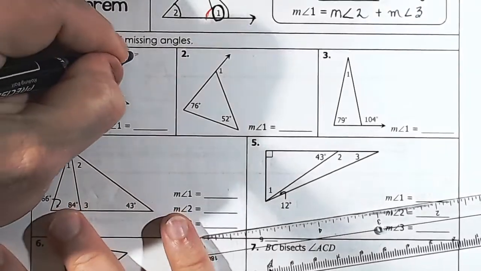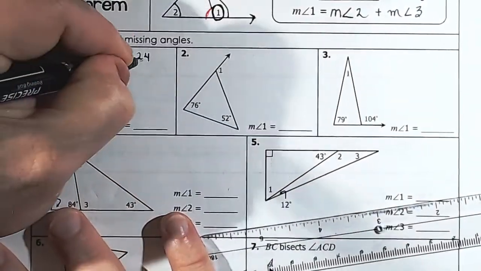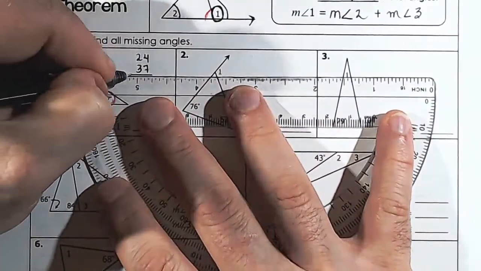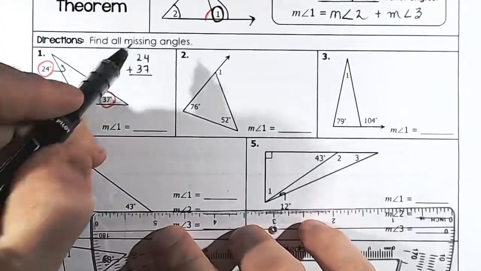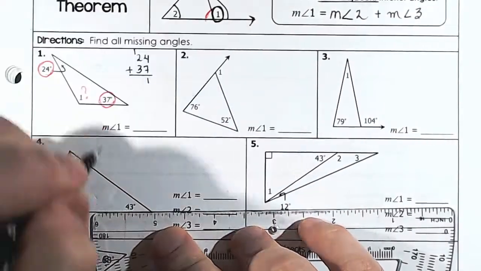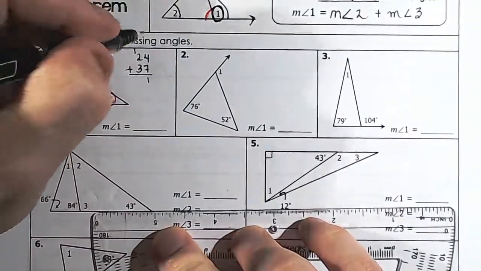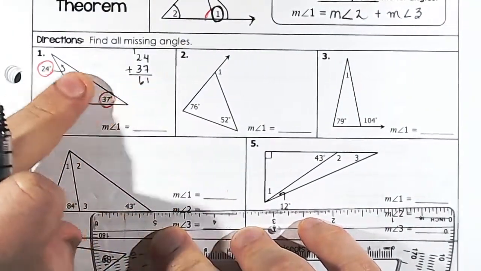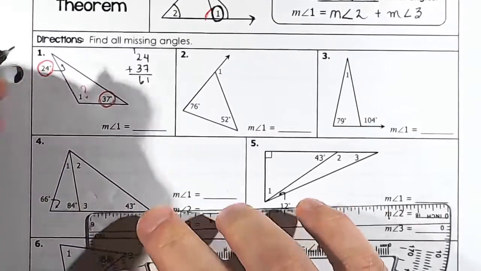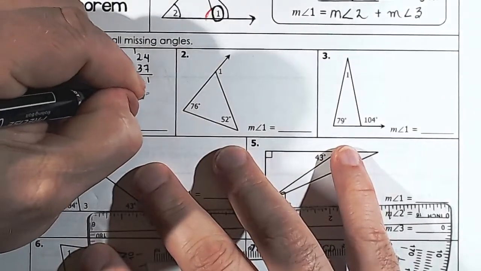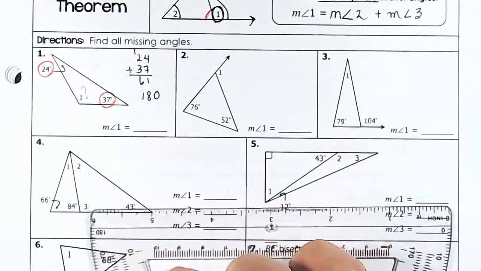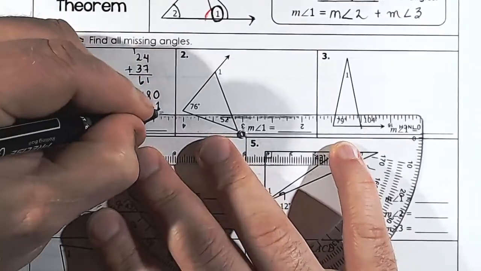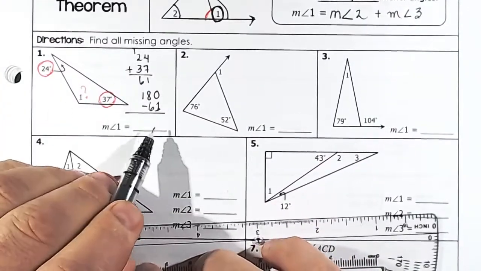So let's see what 24 plus 37 is. I'm bad at math, I can't do it in my head, so let's add these up. 4 plus 7 is 11, carry the 1. Then 2 plus 3 is 5, plus 1 is 6. So the sum of those two angles is 61 degrees. Now I have to subtract 61 from 180, so we'll do 180 minus 61. Whatever that difference is, that's our answer.